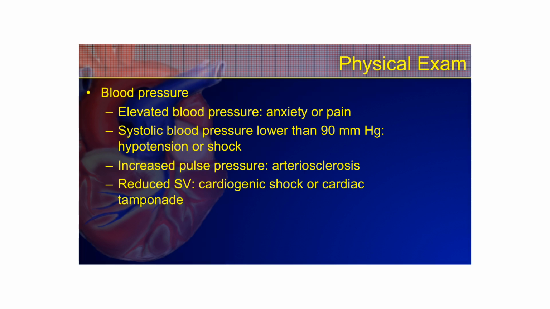Increased pulse pressures may indicate arteriosclerosis, the hardening of the vessels, and the plaque buildup within the vessels. A reduced stroke volume may be a sign of cardiogenic shock or cardiac tamponade, of course, and if possible, obtain and compare blood pressure in both arms.